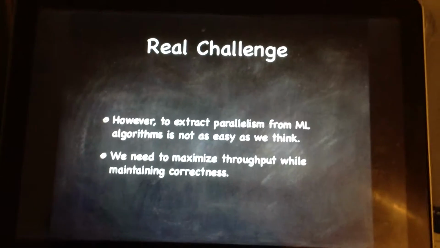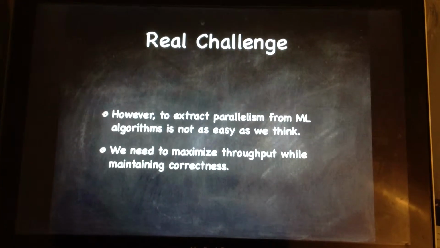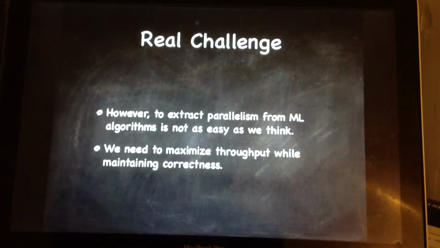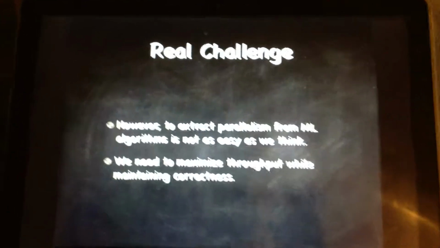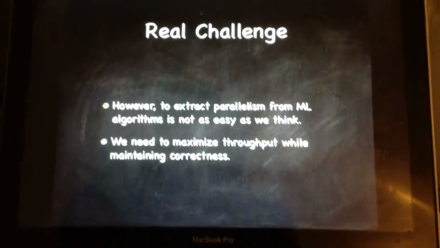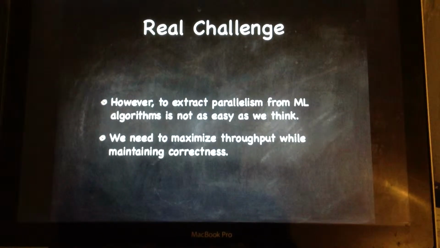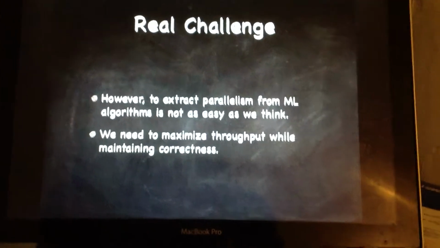However, in order to extract parallelism from machine learning algorithms, we need to do more. It is not as easy as we think. We need to maximize throughput while maintaining correctness.